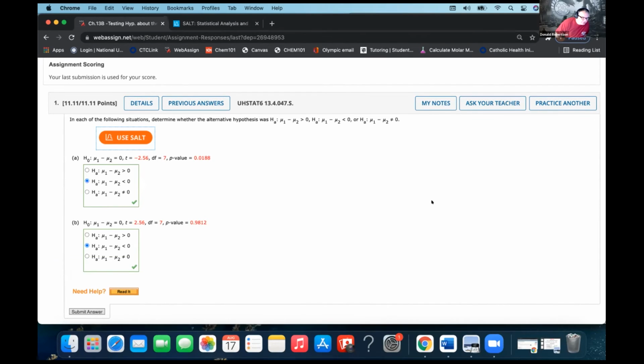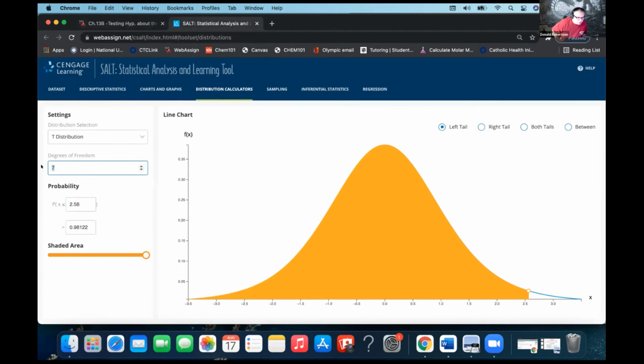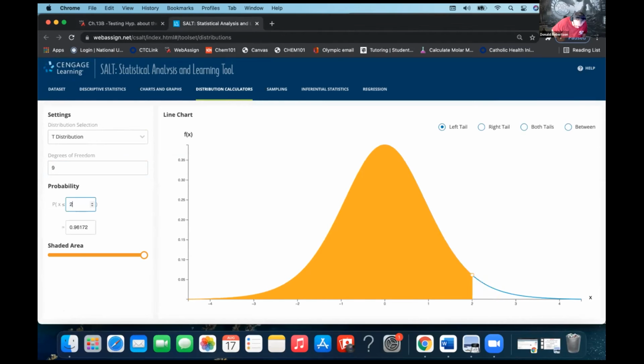Got it. Okay, so you said number 2. Let's scroll down to 2 and see if that's in the same vein. Yeah, it's in the same vein. It looks like they're greater than and not equal to this time. Okay, let's show you the not equal to one. So hold on a second while I get all the numbers. It's 2.32 for the T value. It's 9 degrees of freedom. And when we're finished, we want a p-value of 0.045. So change that to a 9 and change that to a 2.32.